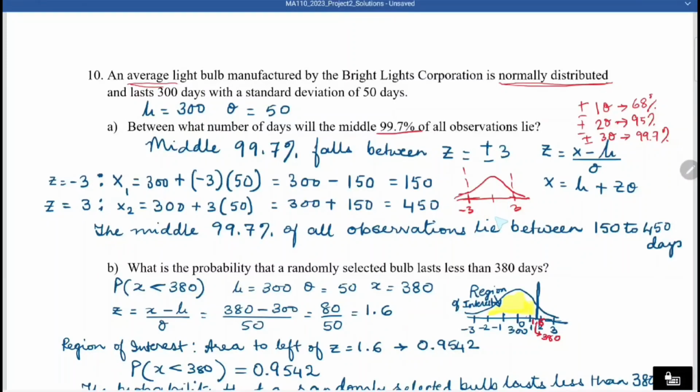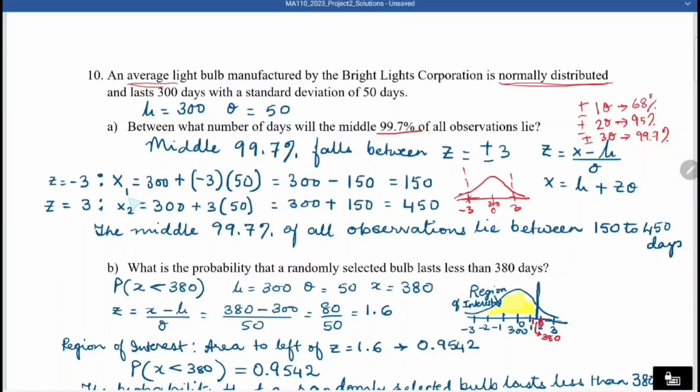So when we talk in terms of z values, the middle value is a 0 z score, but they want to know what the corresponding x values are. So the mean lies at the center, so they want to know how many days would be -3 standard deviations away from 300 and +3 standard deviations away from the mean 300. And this is the formula: x sub 1 equals 300 plus -3 times 50.